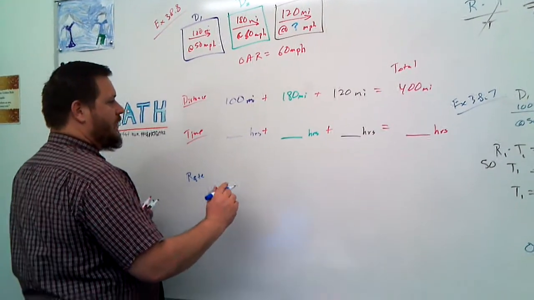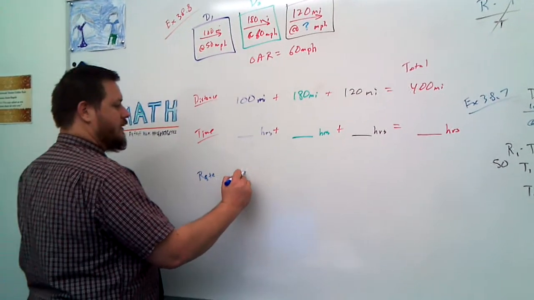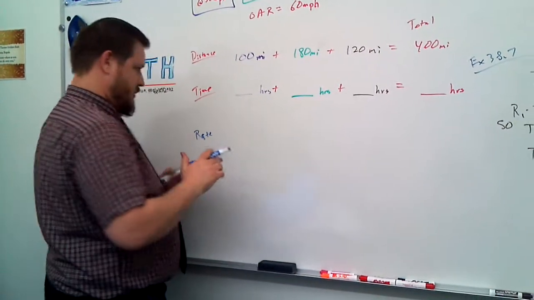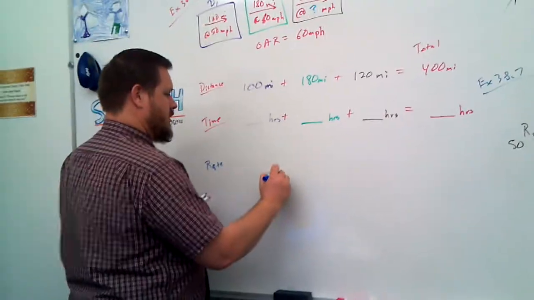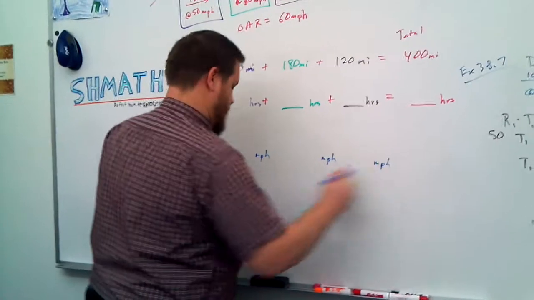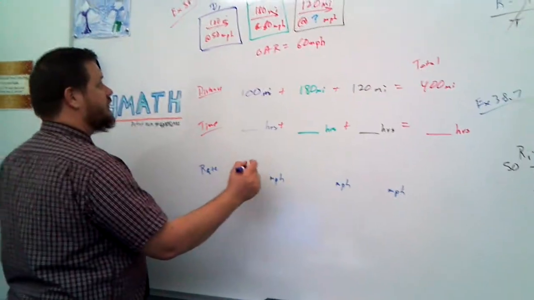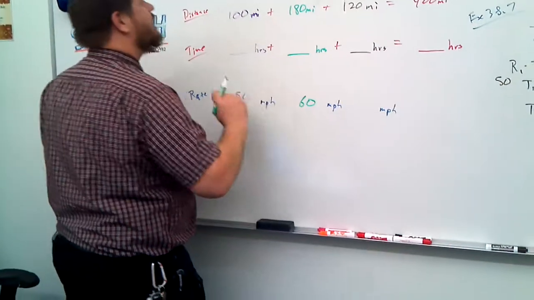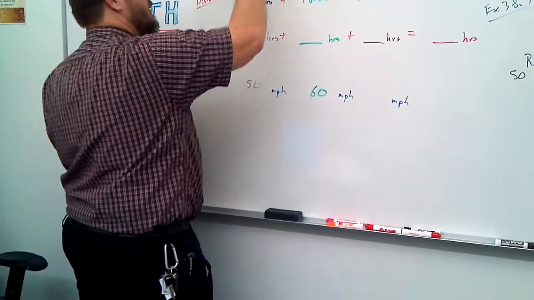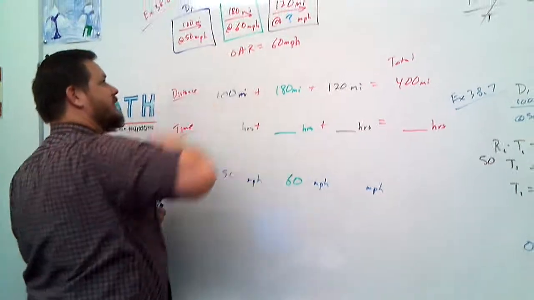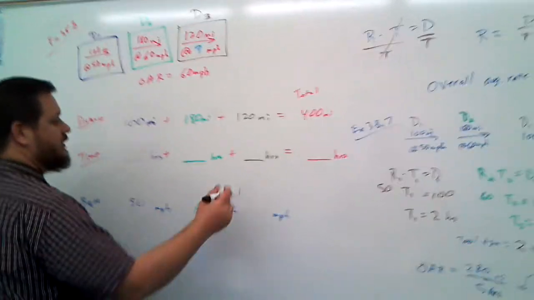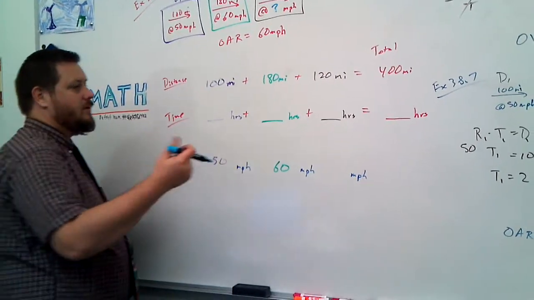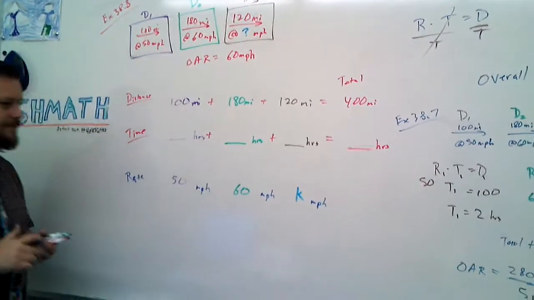Now down here we have rate. What do we know about the rate? What's the rate for the first leg of the journey? 50 miles per hour. What is the rate for the second leg? 60 miles per hour. And for the third leg, we don't know. Blue question mark. Let's use a variable name. All right, we'll do a K.